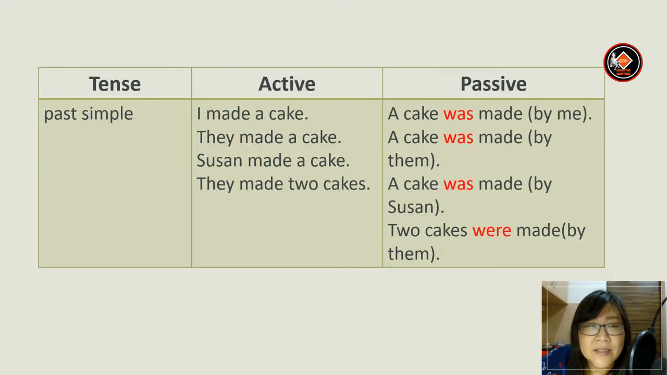And then the last tense is past simple. I made a cake. A cake was made by me. They made a cake. A cake was made by them. Susan made a cake. A cake was made by Susan. They made 2 cakes. 2 cakes were made by them.